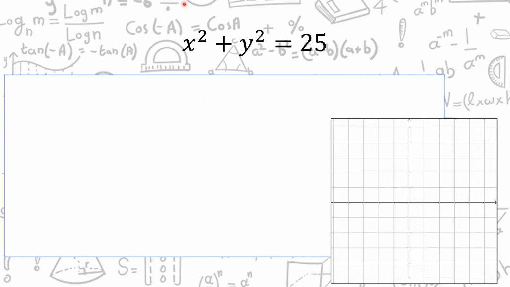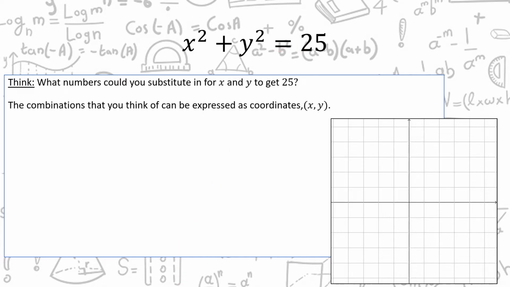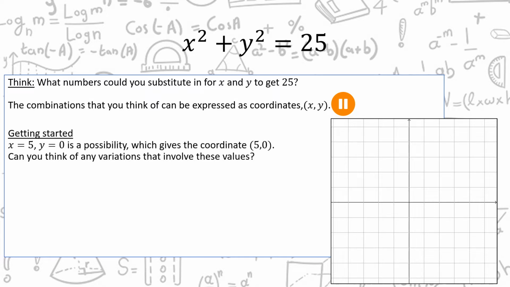To get you thinking about this, we've got a formula up here which is x squared plus y squared is 25. And what I'd like you to do is to try and think of numbers that you could substitute in for x and y so that the left hand side works out as 25. That combination of numbers can then be expressed as a coordinate. If you're happy enough with that, feel free to pause the video at this point. If you leave it a little bit longer, then a hint will come up on the screen. Whenever you're ready, unpause the video and you'll see some more solutions.